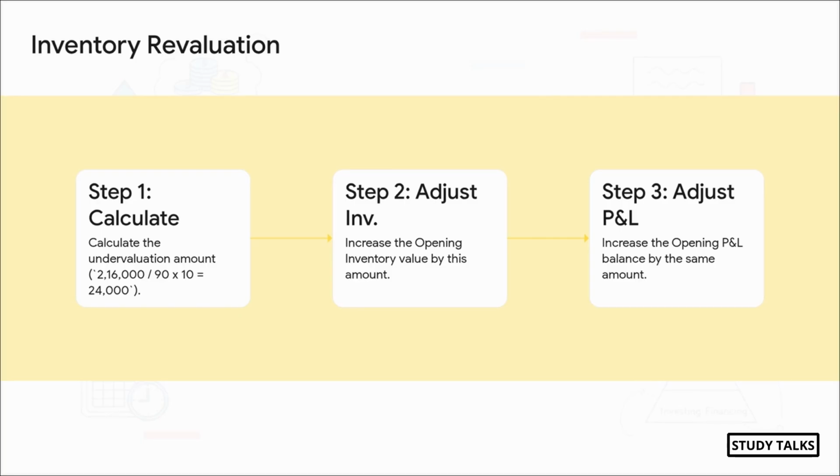Easy. But here's the part everyone forgets. If you understate your opening inventory, you've also understated your opening profit from the previous year. So you have to take that same undervaluation amount and add it back to your opening P&L balance as well. If you miss that second adjustment, your whole operating activities calculation is going to be completely off.